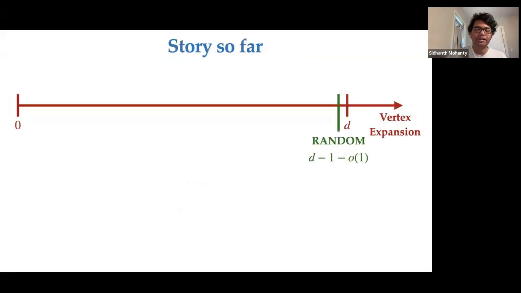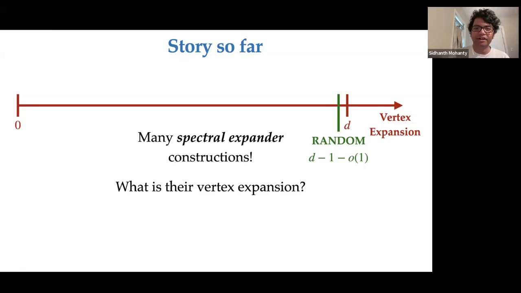Okay, so what's the story we know so far? We know that random graphs are nearly optimal lossless expanders. And now, if you've worked in spectral graph theory or expanders for a bit, one natural question you might have: there's this way more common notion of spectral expansion based on eigenvalues. And people have spent many decades constructing many, many different kinds of spectral expanders. So one may ask, how good are these spectral expanders for vertex expansion? And at least that was also my first natural question when I started working on this problem.